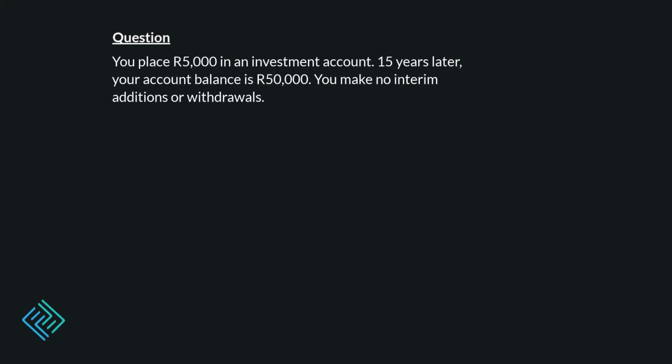Here's a question that you might think is really simple, or then again, maybe not. You invest 5,000 Rand in an account. 15 years later, your fund balance is 50,000 Rand. You make no interim additions or withdrawals.